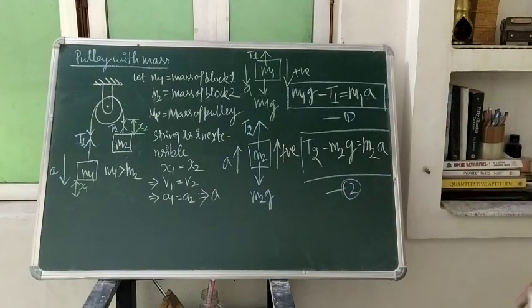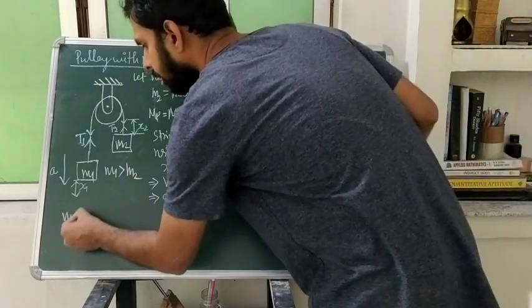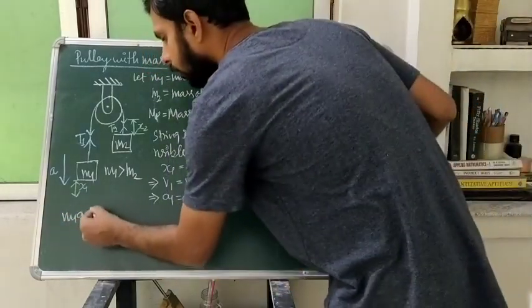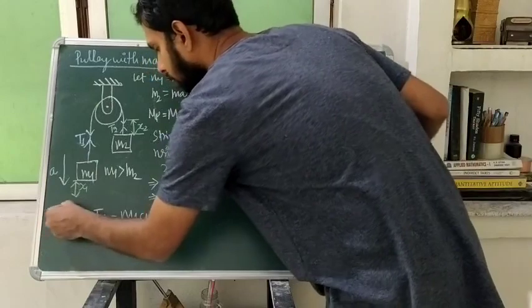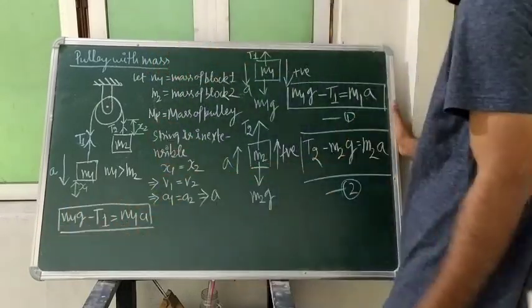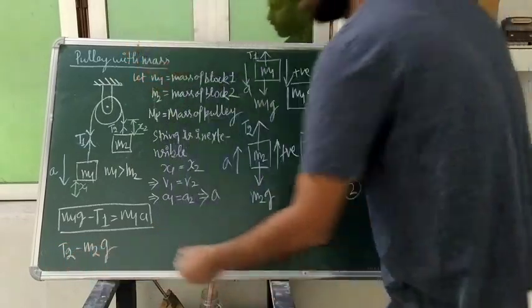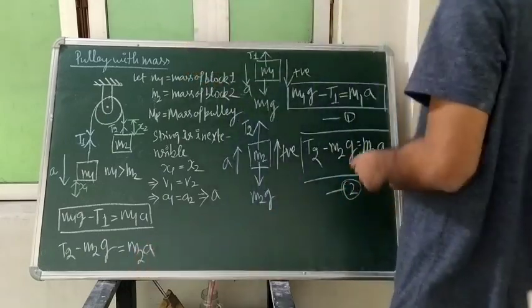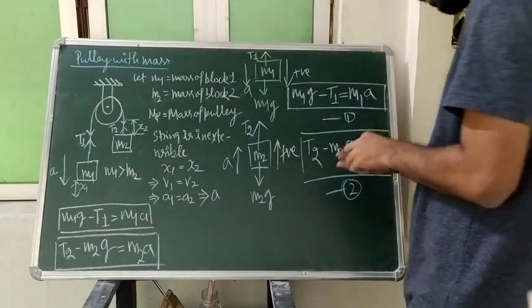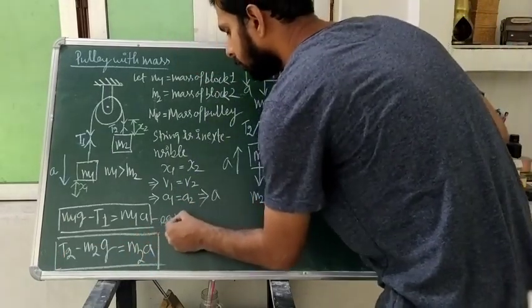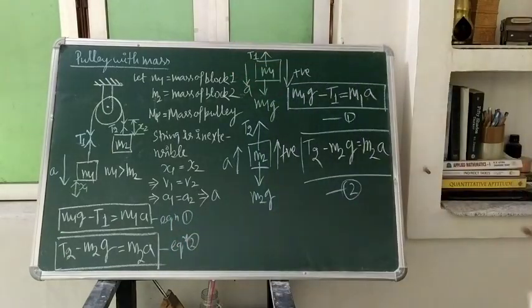I am going to rub this, that's why I am writing these equations on that side. So we are getting m1g minus T1 equals m1a, equation number 1, and T2 minus m2g equals m2a, this is our equation number 2.